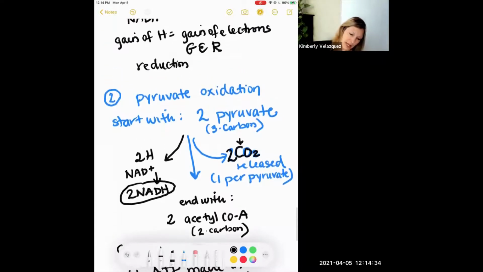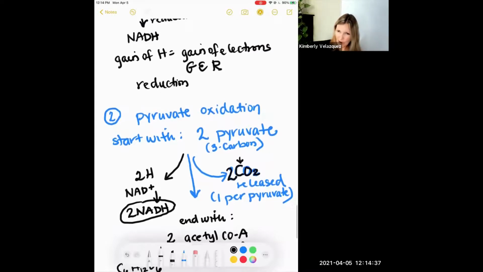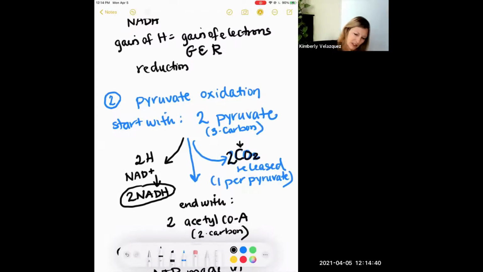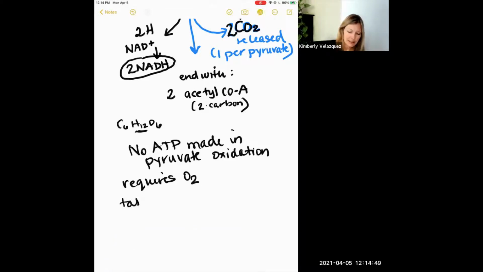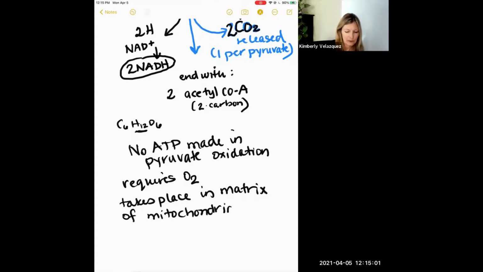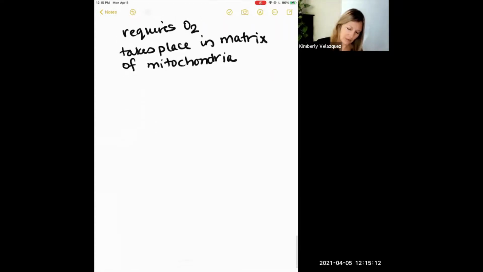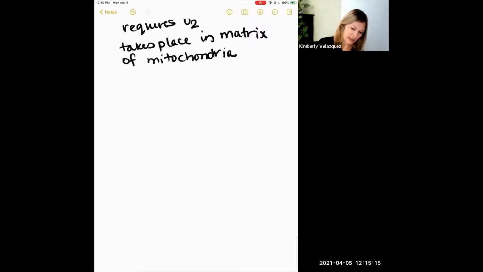Also important to realize where this is happening. And it only happens if oxygen is present. So pyruvate oxidation requires oxygen. And where is it taking place? It takes place in the matrix of the mitochondria. So I'm going to draw a mitochondrion to remind you of where the matrix is. And the structure of this mitochondrion is going to be really important as we go through these next stages of cellular respiration. So I'm going to go back to the cell for a minute.